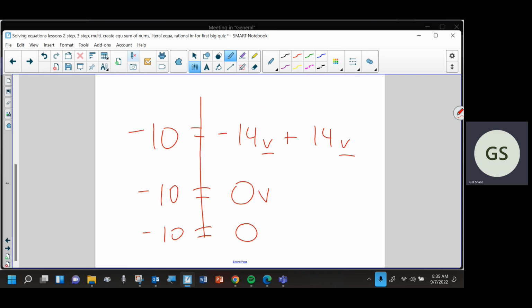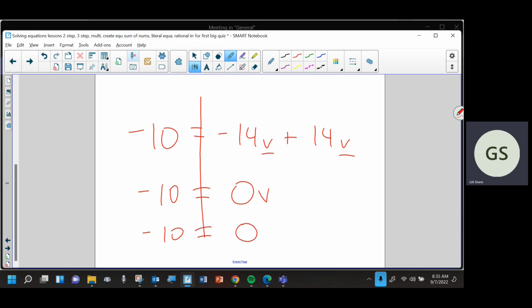Is that true, by the way? Does -10 equal 0? Absolutely not. They're not the same number. The only way something can equal, if it's just two numbers, is if it's the same number. The only number that equals itself is that same number. Alan's sneaking his phone.